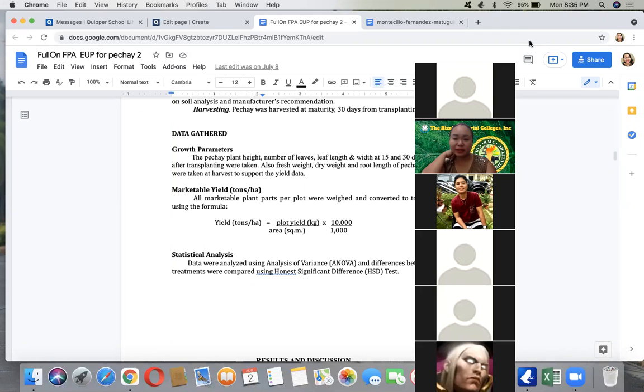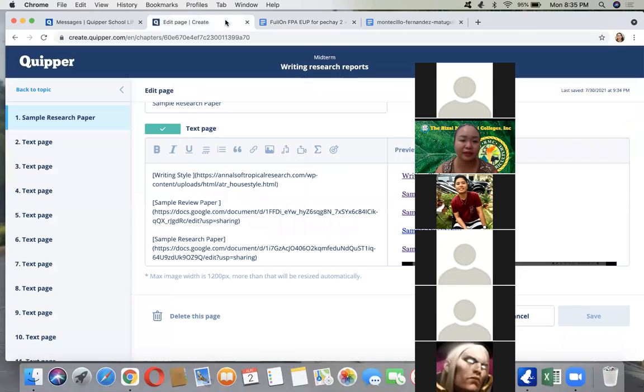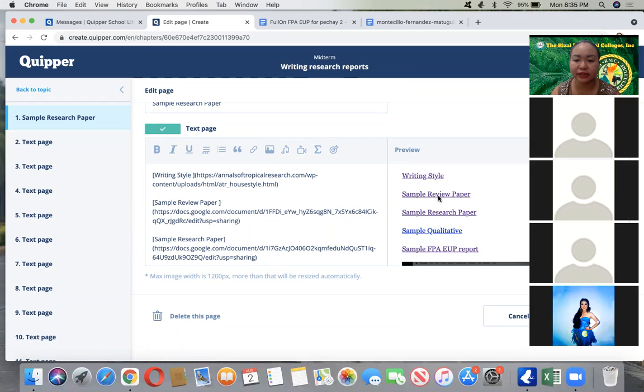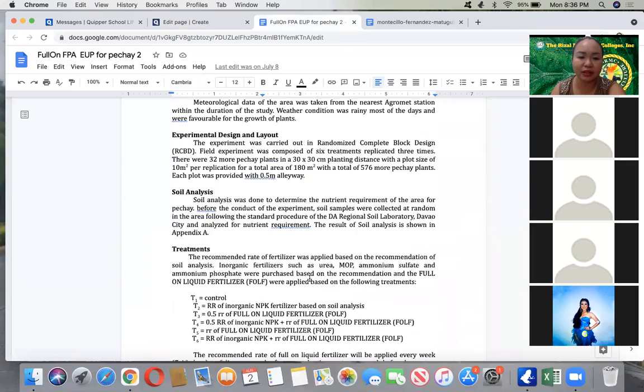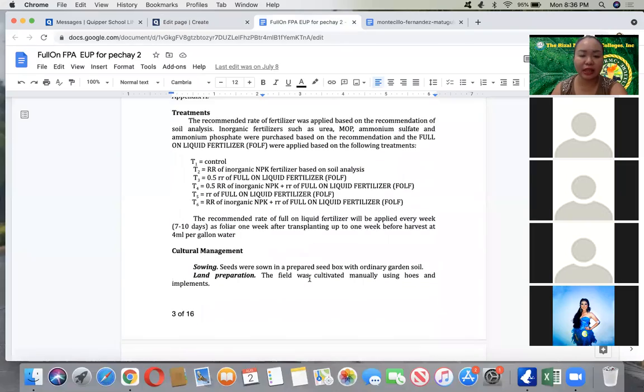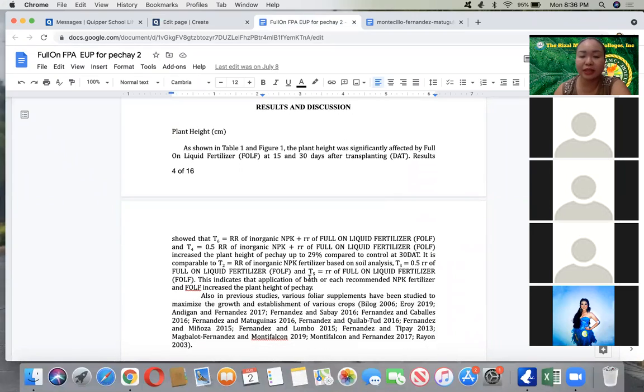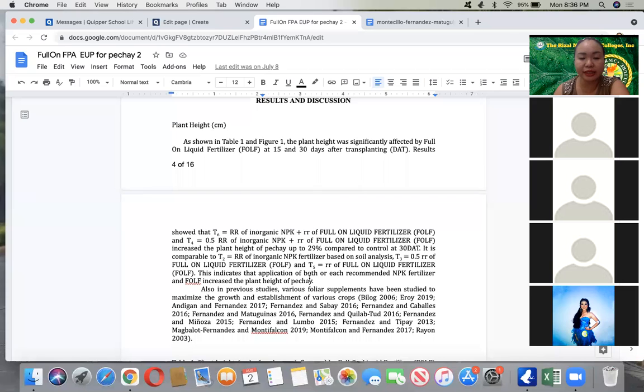So again, good evening to all of you. We are on the chapter on midterm, which is writing research reports. We are done with writing style and sample review paper. Now we're going to have sample research paper and sample EUP report. We started last time and discussed the methodology, introduction, and abstract. For now, we're going to see how to make the results and discussion as a sample.